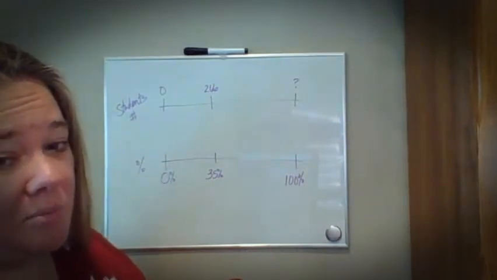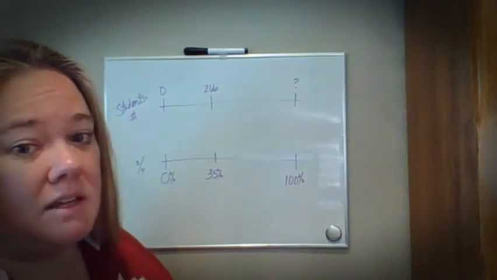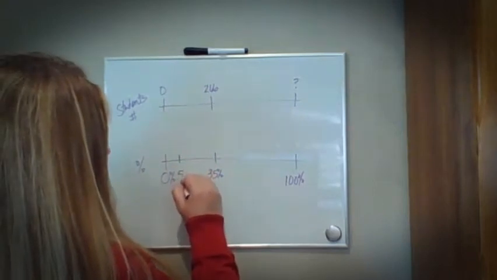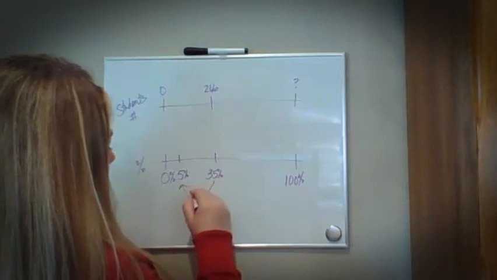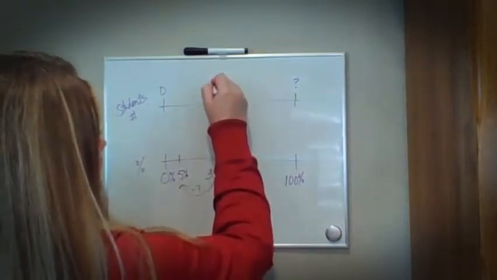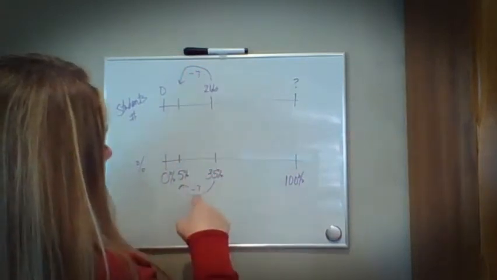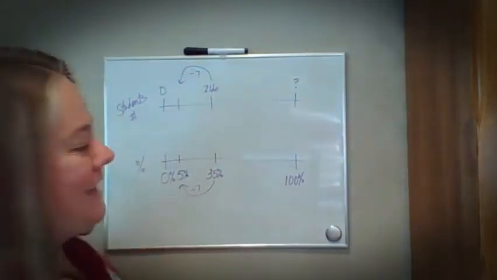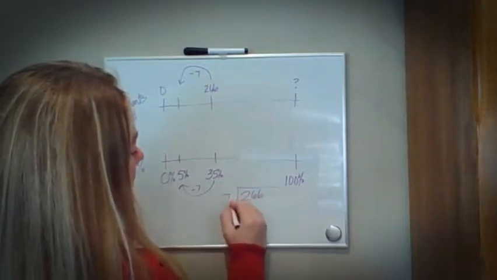And I know that 35% can't be divided to get down to 10%, but it can be divided to get down to 5%. So I'm going to go all the way down to 5%, and I'm going to say 35 divided by 7 is going to get me 5. So I'm also going to divide 266 by 7. Same thing, division here, division here. Again, you're going to have to do some dividing. So 266 divided by 7.